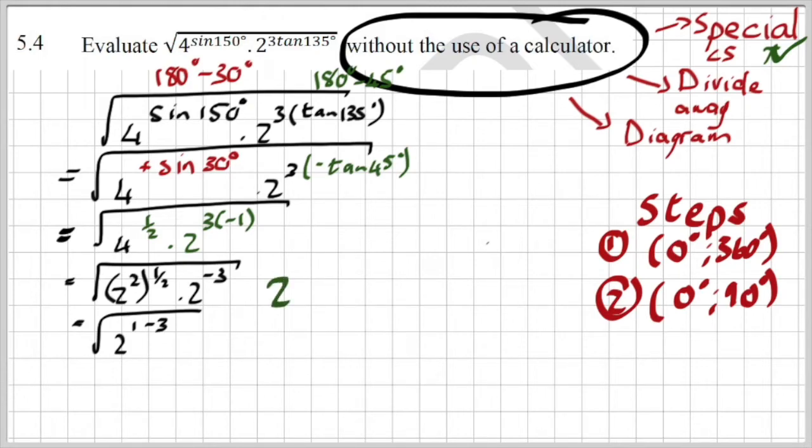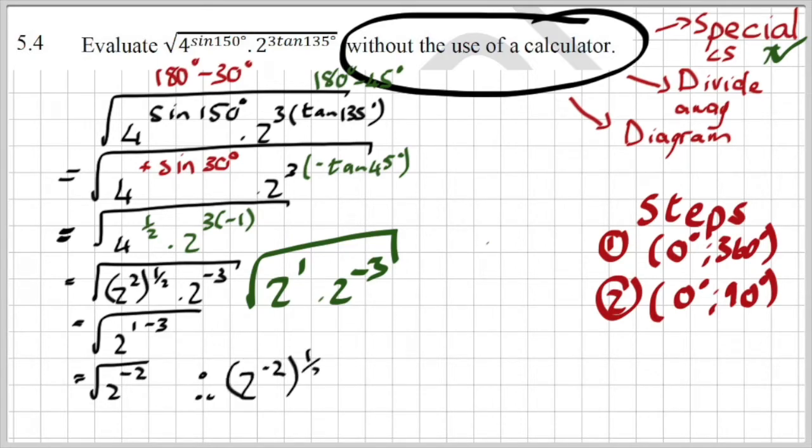Okay, I skipped a step here. 2 to the 1 times by 2 to the -3 inside a root. So this becomes 2 to the -2, which is 2 to the -2 to the half, which is 2 to the -1 because I'm distributing that in. And I'm left with 1 over 2 to the 1.